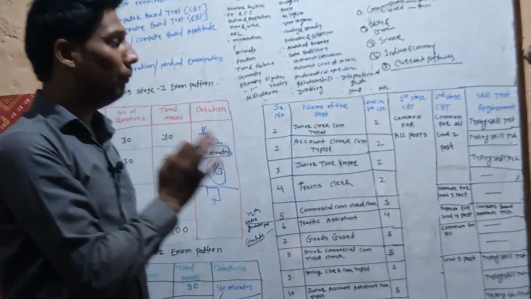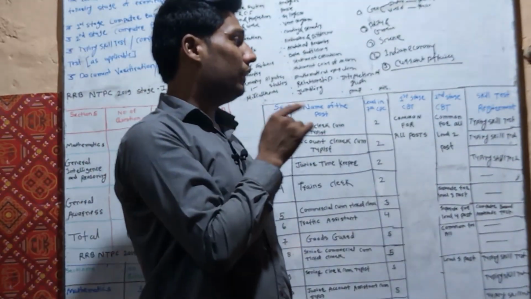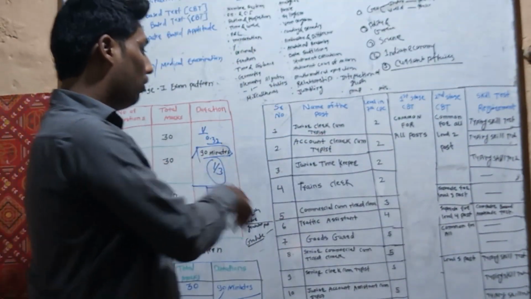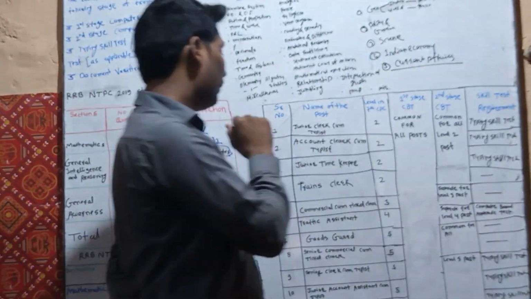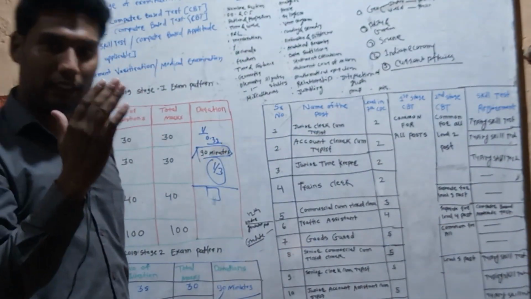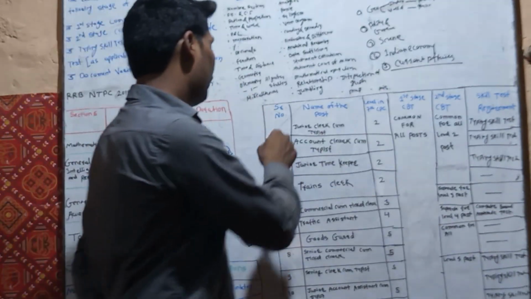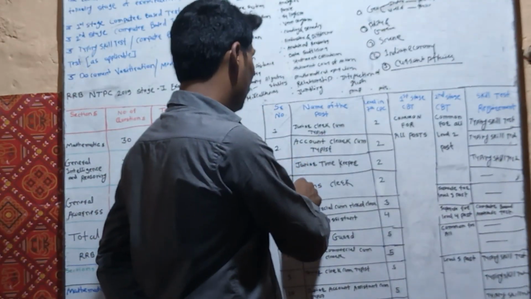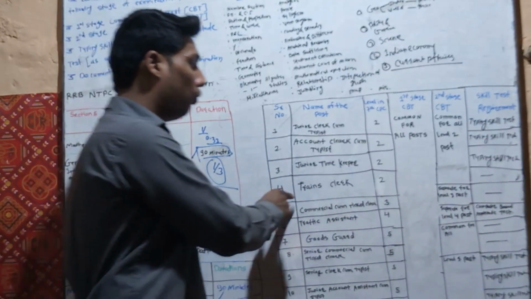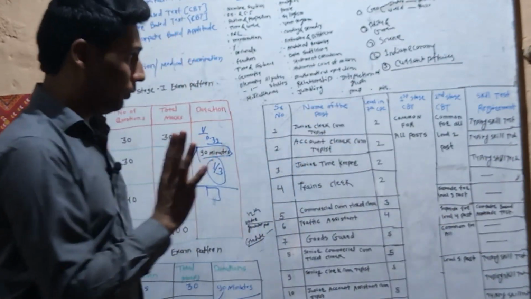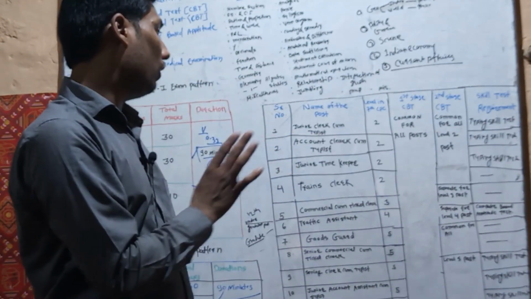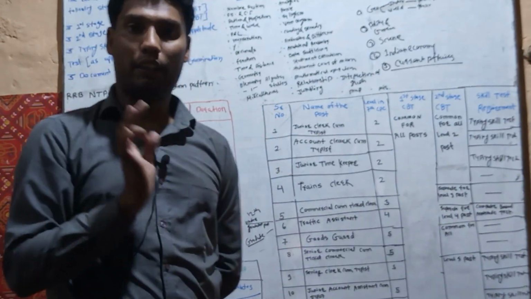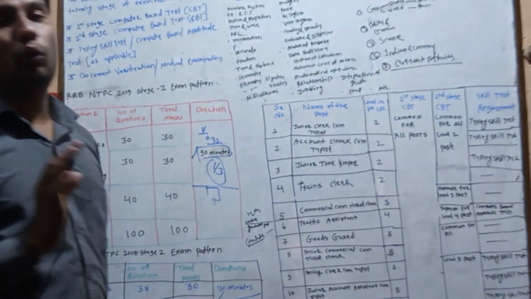Second level is the same, and there is a typing skill test for the post. For the first 5 posts, stage 1 and stage 2 are the same, but for the train clerk, that is post number 4, there is no typing skill test for the train clerk.